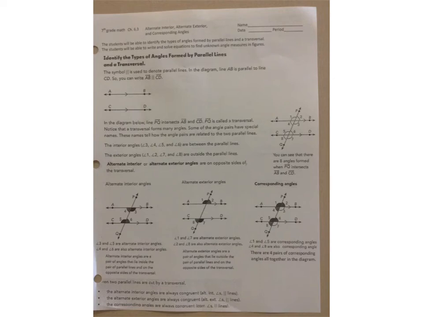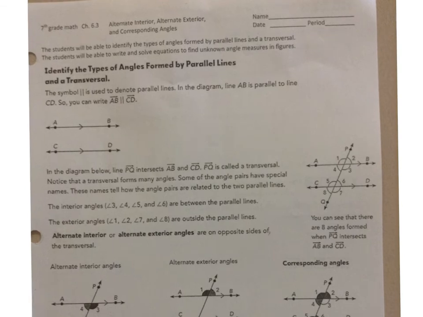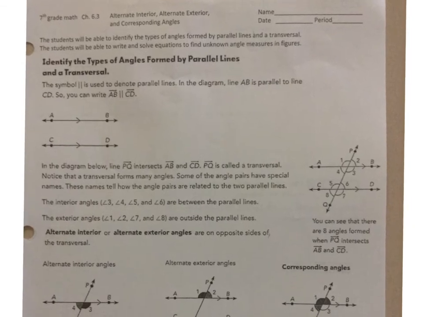Okay, so today we are going to do chapter 6, section 3: alternate interior, alternate exterior, and corresponding angles. So, identify the types of angles formed by parallel lines.